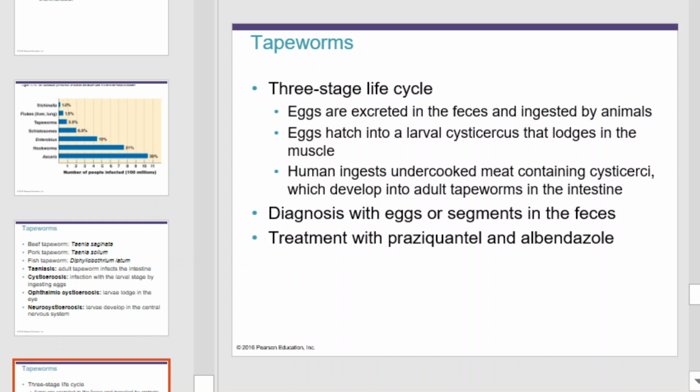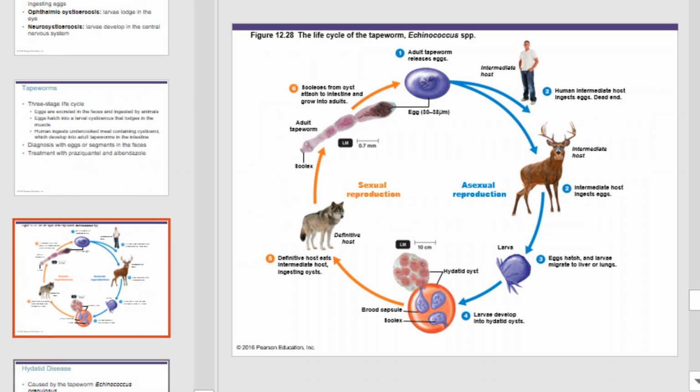There are 3 stages to the typical tapeworm life cycle. Eggs are excreted in the feces and ingested by animals. The eggs hatch into a larval cysticercus and that lodges in the muscle. The human ingests undercooked meat containing the cysticerci, which develop into adult tapeworms in the intestine. Diagnosis with eggs or segments of the organism in the feces is most common. It can be treated with praziquantel and albendazole. This is the life cycle of a tapeworm.